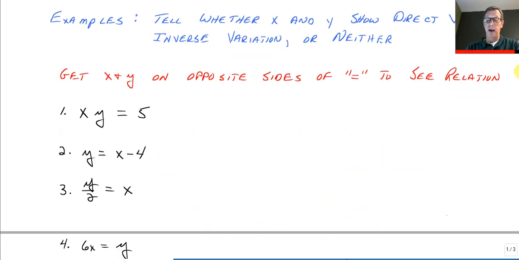The first problems I have are just kind of introductory problems. They are asking us just to tell whether x and y have a direct or inverse variation or neither. So what I need to do is put x and y on opposite sides of the equal sign. So if I divide both sides by x like this, I would end up with the equation y is equal to 5 all over x. Well, notice that y is a numerator, x is a denominator. There's nothing added or subtracted, so this would be inverse.